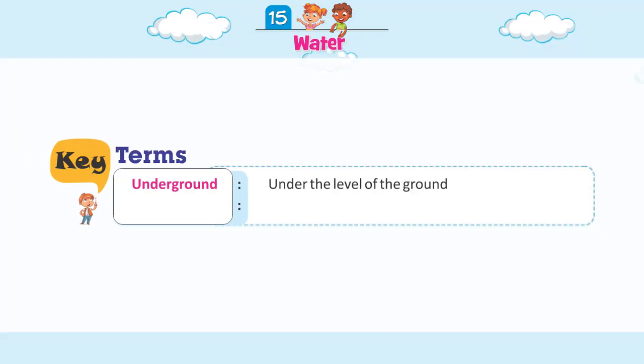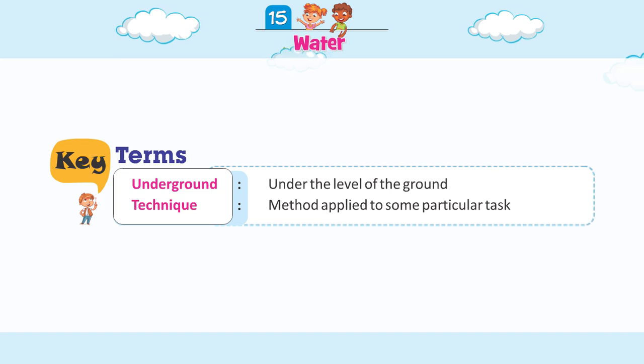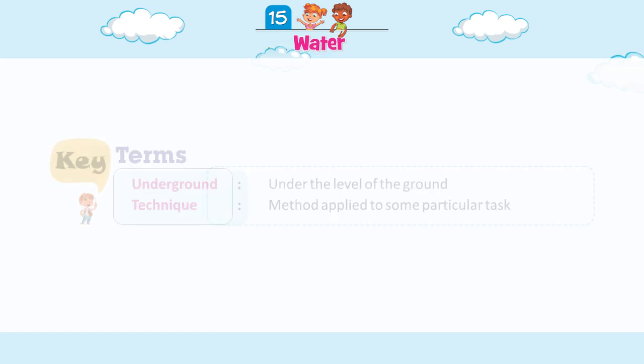Key terms. Underground: under the level of the ground. Technique: method applied to some particular task.